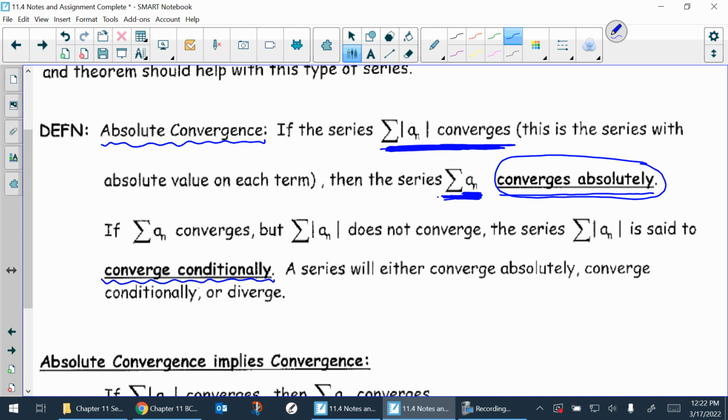Now, if I have a series where maybe some of the terms are positive, some of the terms are negative, and it converges, but when I take the absolute value, it does not, well, then that is said to converge conditionally. It converges on the condition that some of the terms are positive and some of the terms are negative. But if we made them all positive, it would not converge. So that's called conditional convergence.